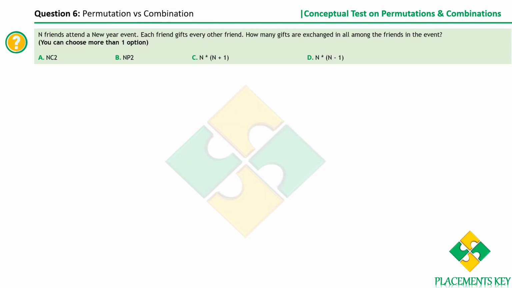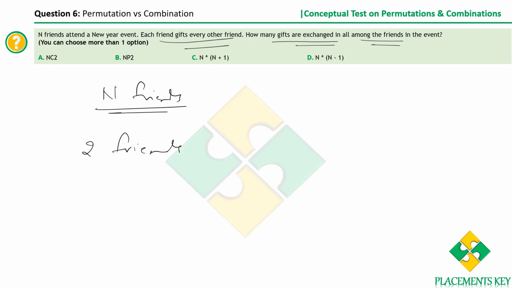Okay, now n friends attend a New Year event. Each friend gives a gift to every other friend. How many gifts are exchanged in all between the friends? Okay, now again, there are n friends, and for a gift to be interchanged we need two friends, right? Because a gift will be interchanged between two friends.